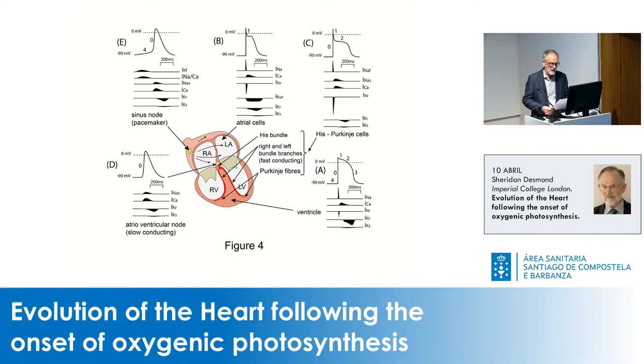There are many of these in the heart, each specific for a particular ion, such as sodium, potassium, or calcium, and the variations in action potential characteristics in different regions of the heart, as shown here, is due to the presence of different populations of these ion channels in each cell type.